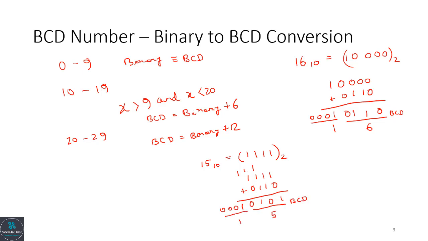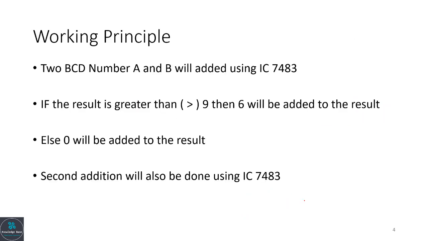Now we are going to concentrate mainly on the range between 10 to 19, and there is a reason for this consideration. Now, the working principle of this circuit: it takes two BCD numbers in A and B, and it will perform the addition using IC 7483.